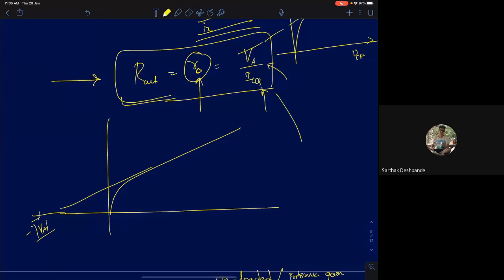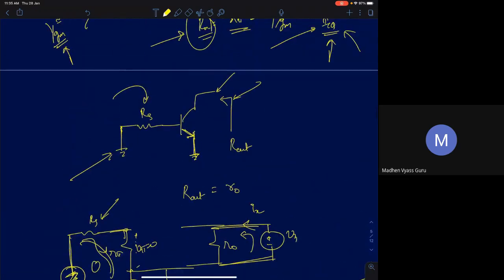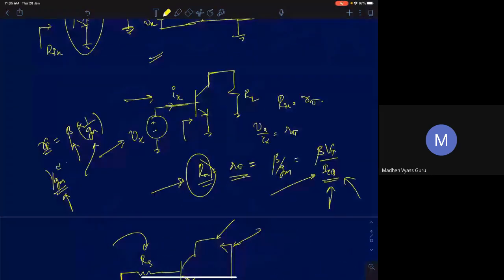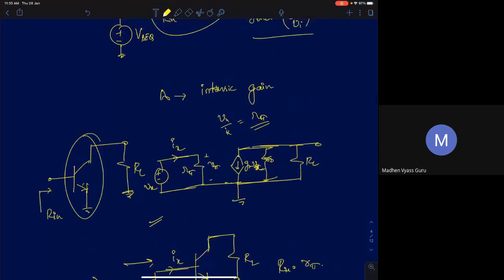Is this okay with everyone? Sir, can you explain the method to find R in once again? Method to find R in? Yes, sir. Now to find R in, the procedure is that you don't have to do anything to the output circuit, keep it as it is. At the input, just apply a voltage source and measure the input current.